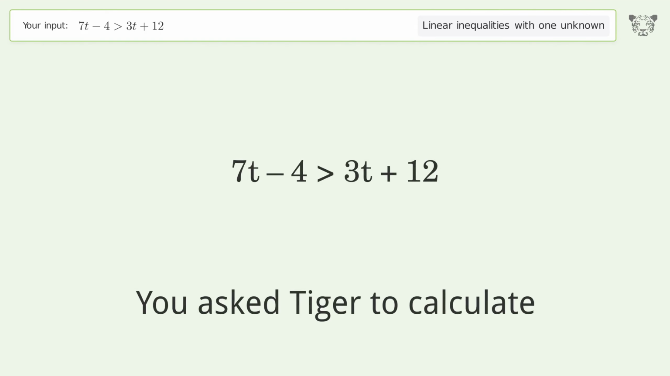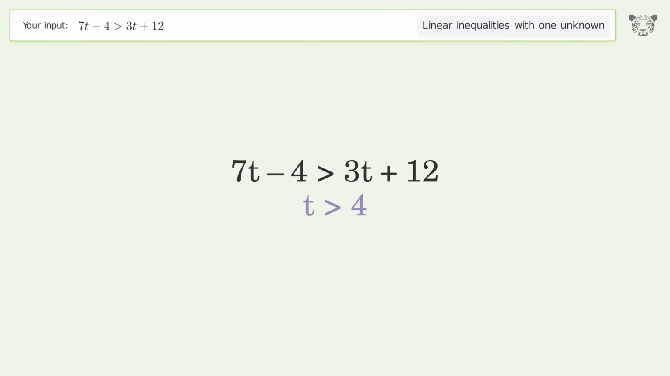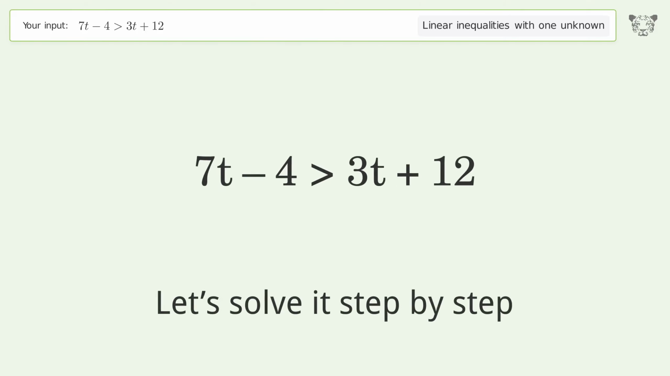You ask Tiger to calculate. This deals with linear inequalities with one unknown. The final result is t greater than 4. Let's solve it step by step.